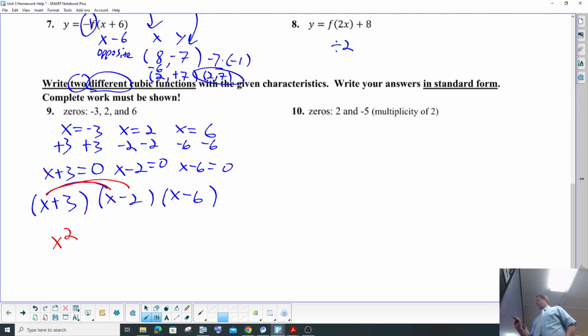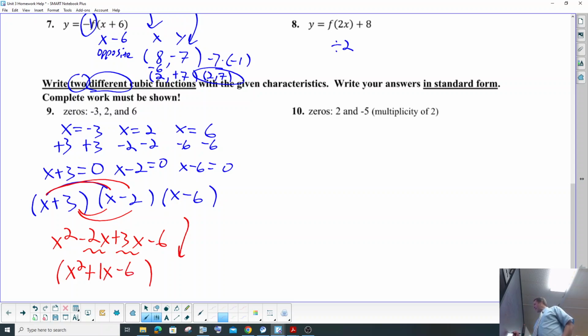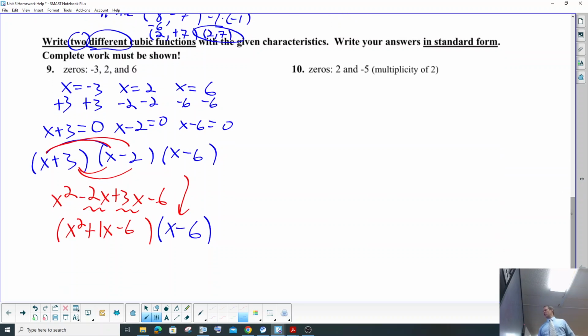So x times -2x is -2x. 3 times x is +3x. And then 3 times -2 is -6. And we have a 3x with a -2x. That's a 1x. So we get x squared plus 1x minus 6. And now, we're not done yet. Now we got to bring down that x minus 6 to get our cubic function. Whoa, cubic function.